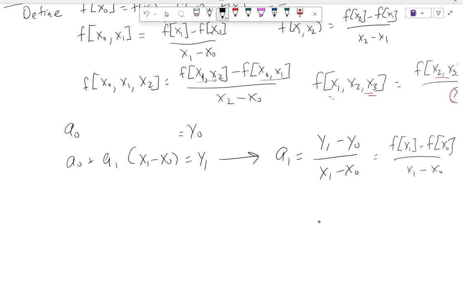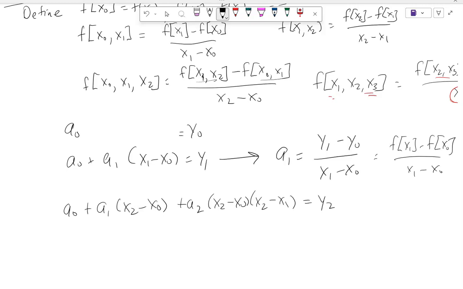Okay. Let's look at the next one. The next equation was A naught plus A1 times X2 minus X naught plus A2 times X2 minus X naught times X2 minus X1 equals Y2.